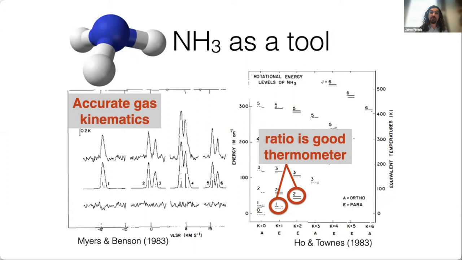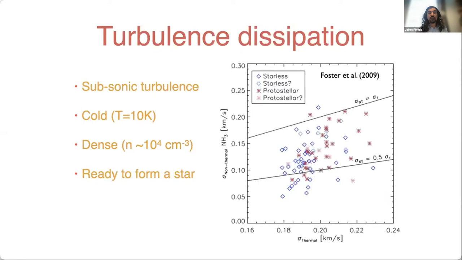Some of the things that we have known for some time come from pointed observations towards all the protostars in a single cloud. This is work by Jonathan Foster using the GBT with a single pixel. We observed all the protostars and all the cores in Perseus, and we tried to see what was the effect of the protostellar feedback in low mass star formation. You can see that almost all the points are below the line where the non-thermal component equals the thermal component. That means Mach number equals one, which separates supersonic turbulence and subsonic turbulence.